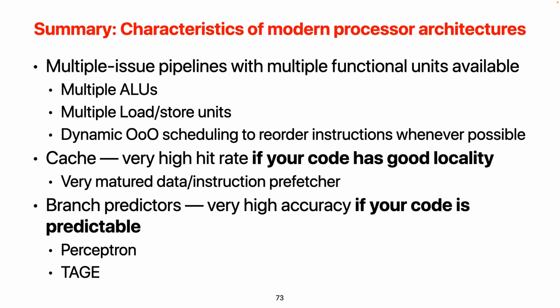First of all, you have multi-issue pipelines, so you need to make your code available to exploit this parallelism. And the second thing, you have cache, so your code must have good locality to exploit cache. And finally, you have branch predictors, so you have to make your code more predictable for the branch predictor to take advantage of, right?